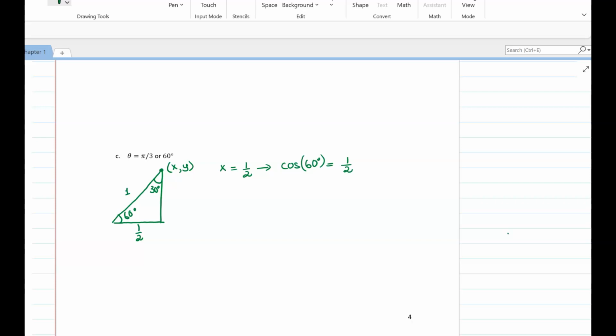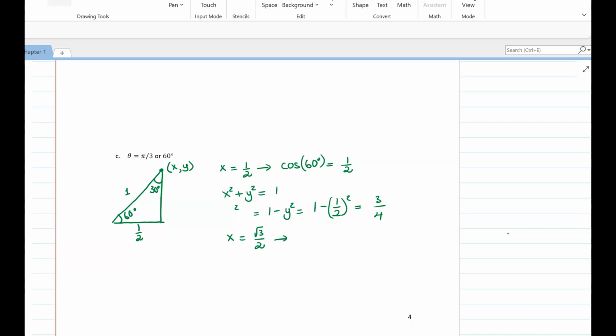Sine of 60 degree is the value of y, and it can be solved using the Pythagorean theorem. So x squared plus y squared equal 1. x squared equal 1 minus y squared. That is 1 minus a half squared. That is 3/4. Again, 60 degree is an angle in quadrant 1, so x is positive. This means x equal to root 3 over 2.